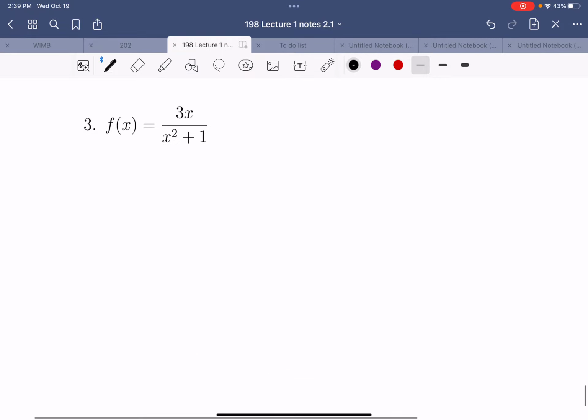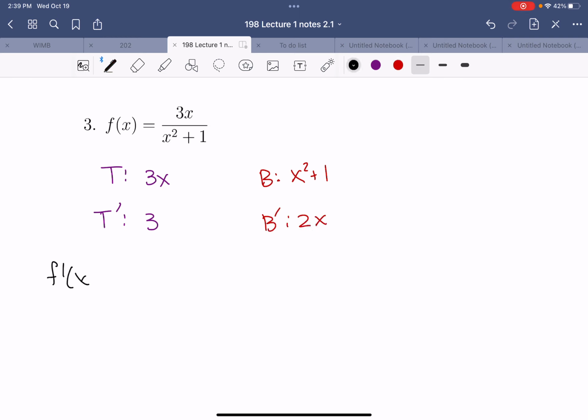Number 3, this one has a fraction, so we're thinking quotient rule. So I'm thinking tops and bottoms. The top is 3x. The derivative of the top is 3. The bottom is x squared plus 1, and its derivative is 2x.